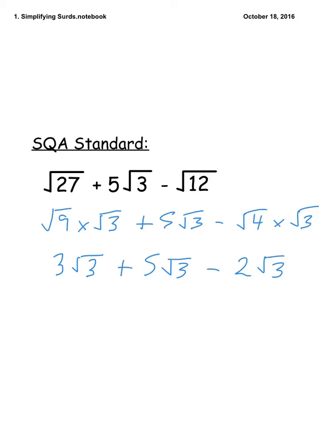Now it's just a simple task of adding and subtracting whole numbers. So we've got 3 root 3, add on 5 root 3's. 3 add 5 is 8. Take away 2 root 3's. 8 take away 2 is 6. So we are left with 6 root 3 as our final answer to this question. There you have it.